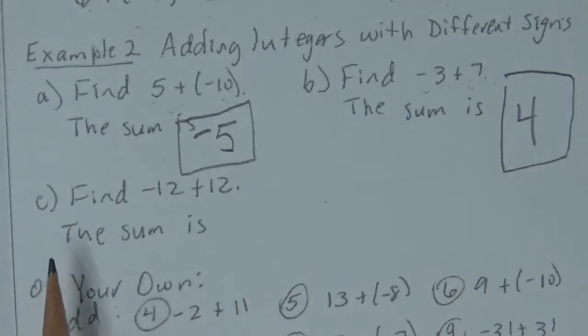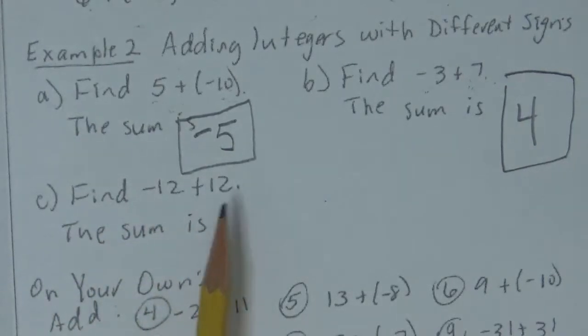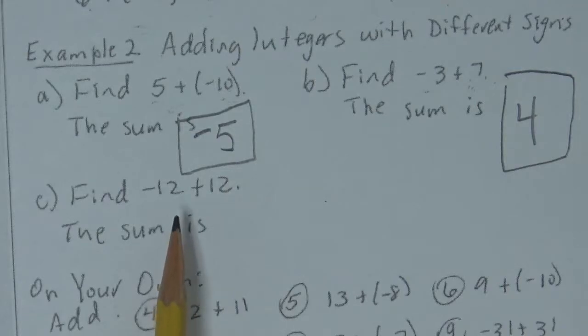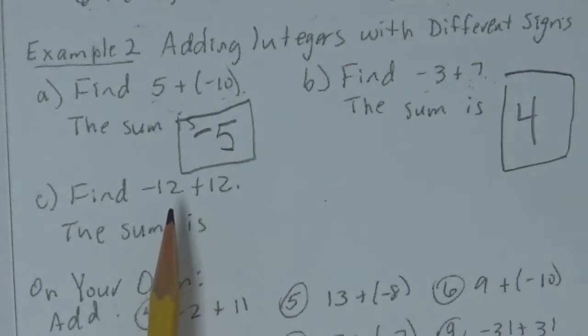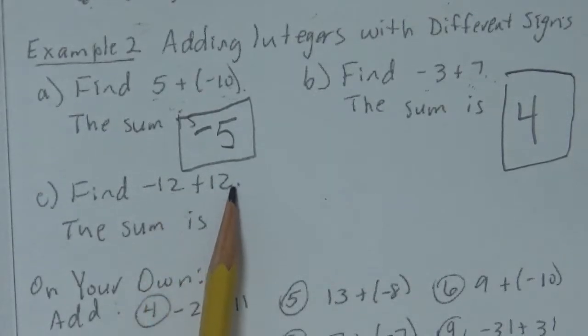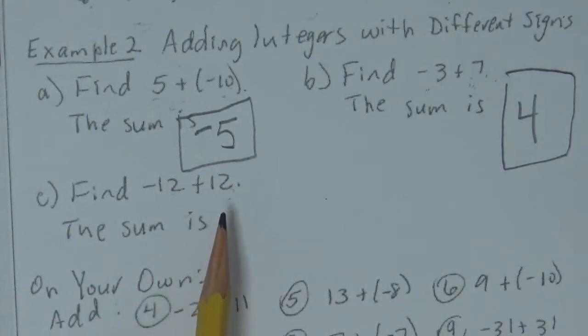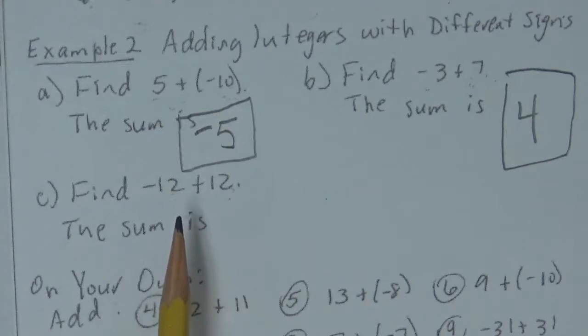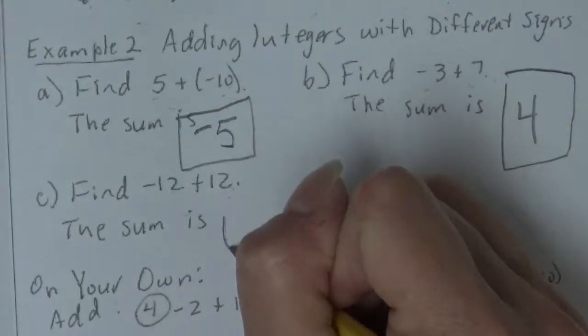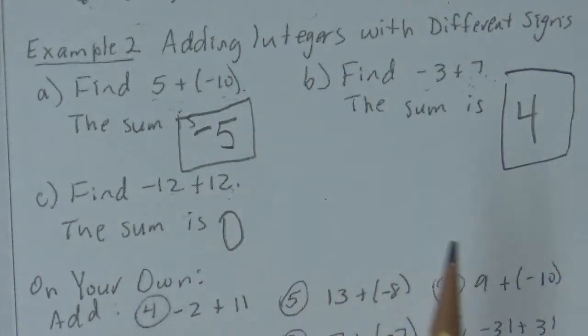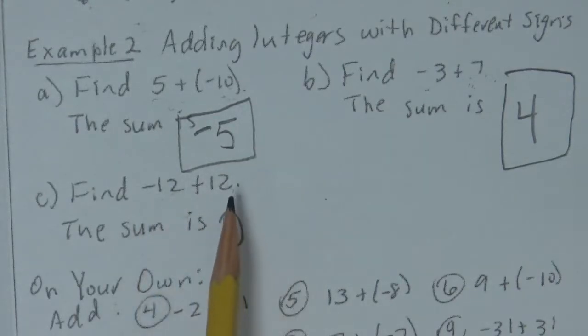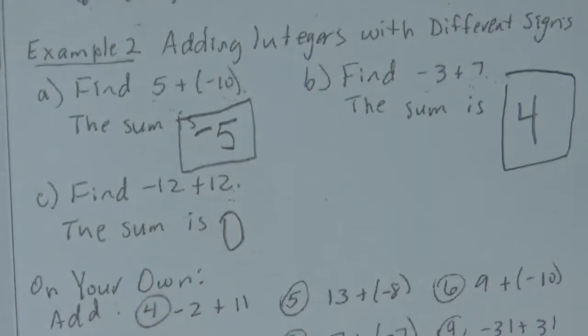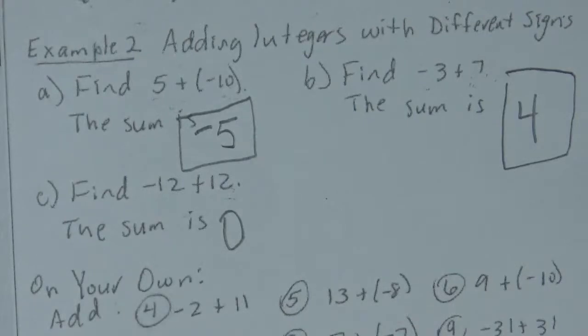Part C. Find -12 plus 12. Okay? This one, if you remember the rule that we just talked about, you don't even have to do any work to show because these are opposites. 12 and -12 are opposites. If you add those together, you will always get 0. And if you do it with your counters, you can have 12 reds and 12 yellows and match up all your zeros and you won't have anything left after you do that.